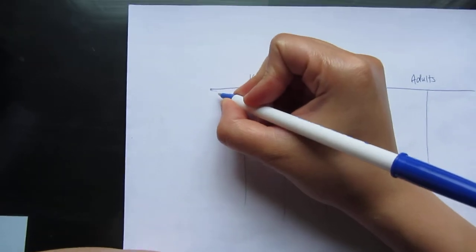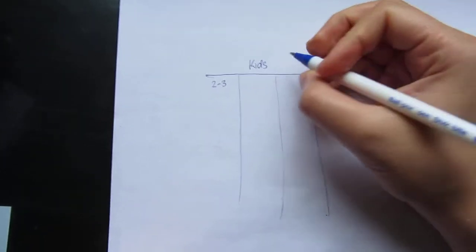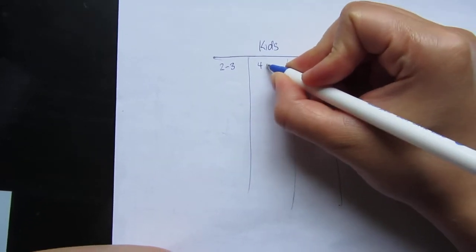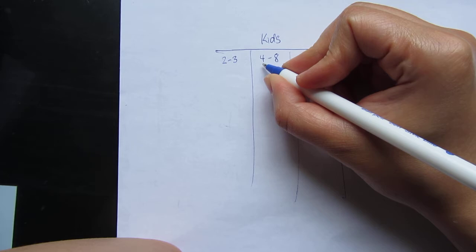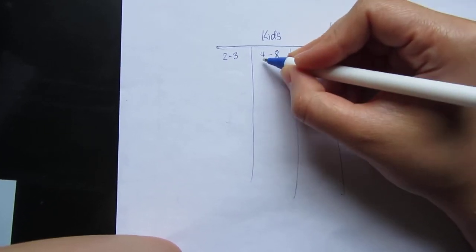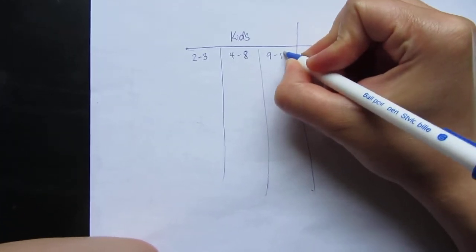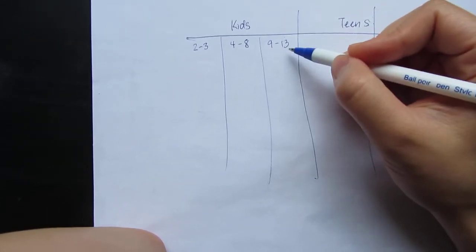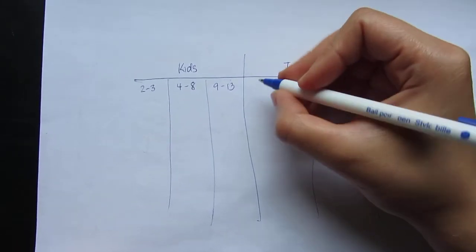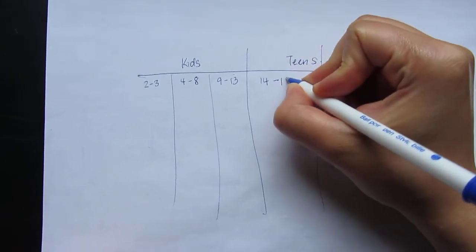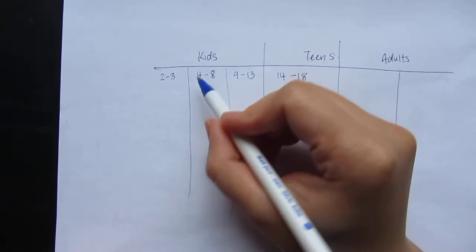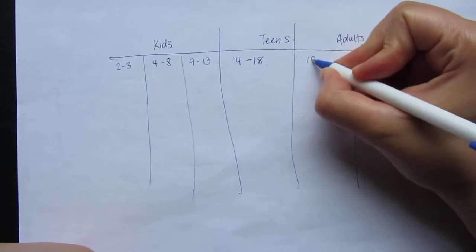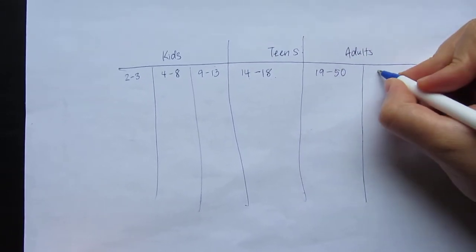So then you have 2 to 3, then you start from 3, you just add 1, so 4, and then to 8. So it's just 4 times 2 would be 8, right? So you have 4 to 8, and then 9 to 13, because teens start at 13. So you just remember that 13 belongs here. And then after you have 14 to 18. So again, remember 4 and 8 is the same thing as here, 4 and 8. So for adults, you just add 1 here, so 19 to 50, and then 51 and above.